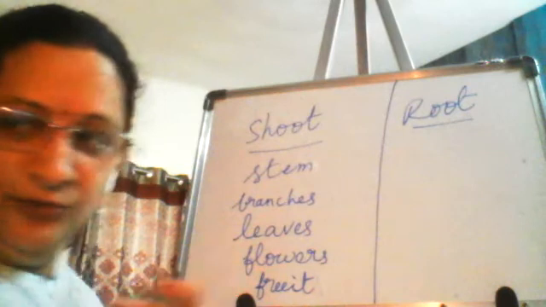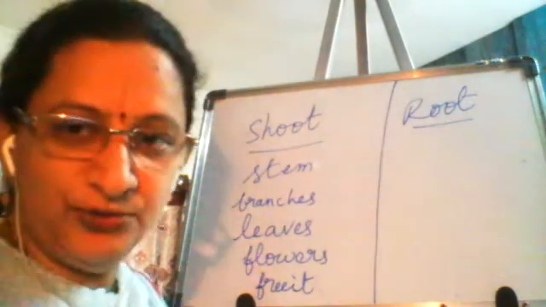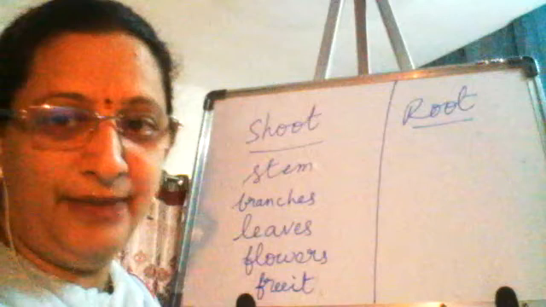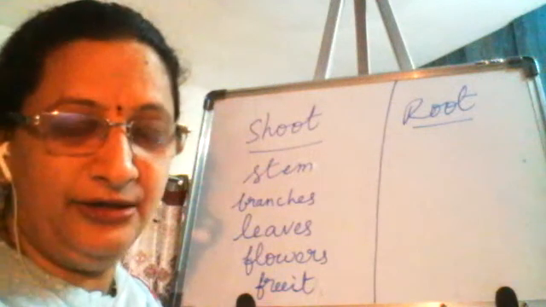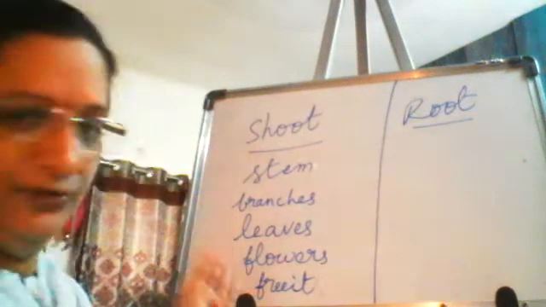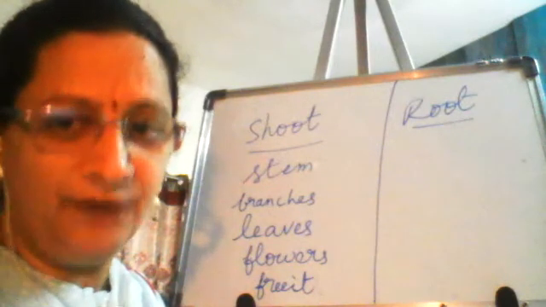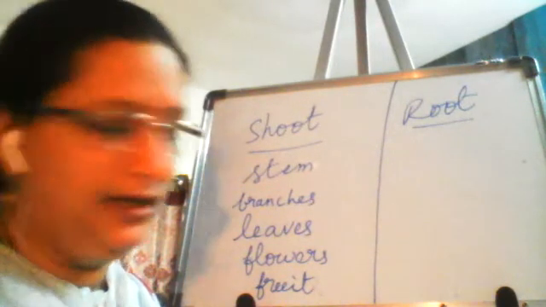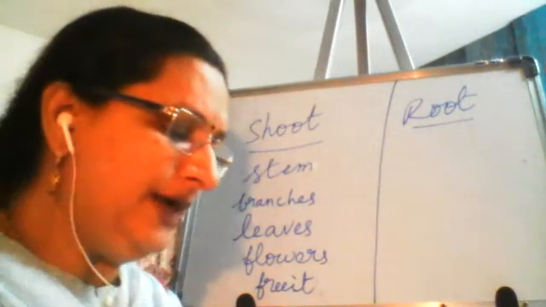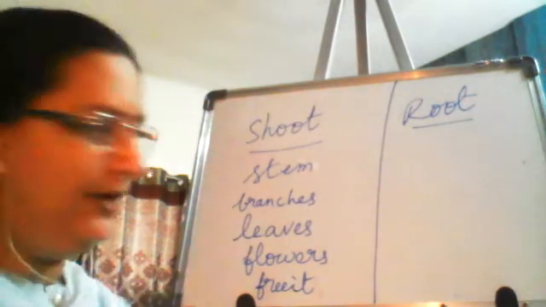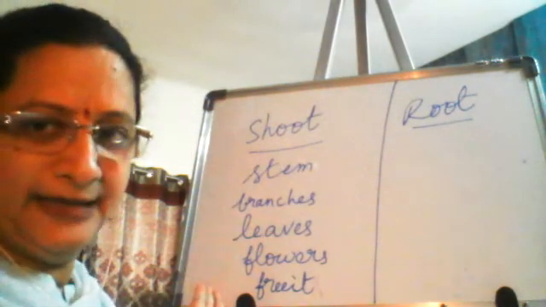Of course we don't have a fruit on the rose plant, but if you take a guava plant or a mango tree, you have all the parts of the plant visible on the plant or the tree. Of course it's a tree only, mango is a tree. So you understand about the shoot system very well with this example and also with the examples written on the board.